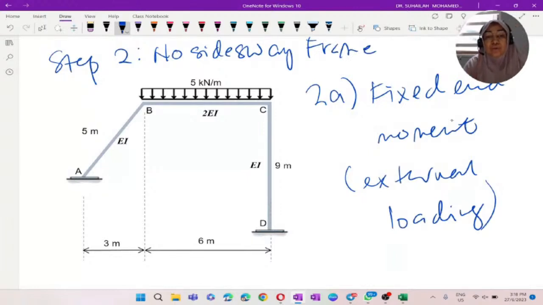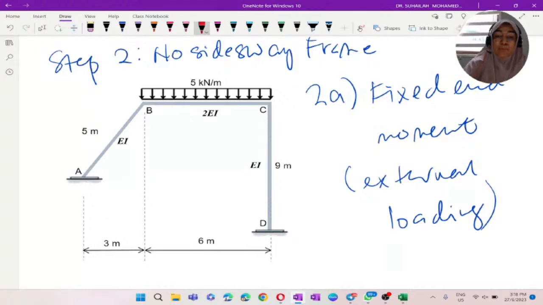So in analyzing the no side sway frame, what happens to the original frame? We have to remove delta from the original frame. The original frame is like this in the diagram. But when we move to step number 2, we have to calculate FEM due to external loading only.